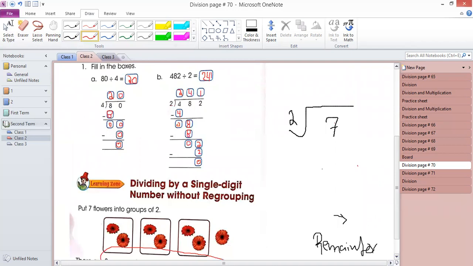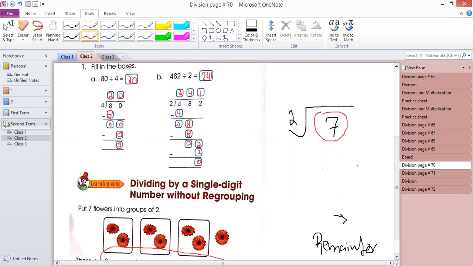So check the table of 2. How many times 2 is 7? 2 1s are 2, 2 2s are 4, 2 3s are 6, 2 4s are 8. No 7. There is no 7. That's why 1 is left, because 7 doesn't come in the table of 2. So guys, in situations where you cannot find the exact number in division, you will go for the number which is almost.